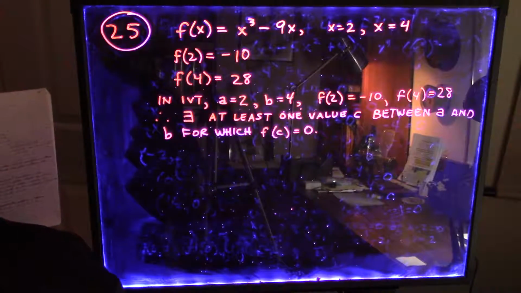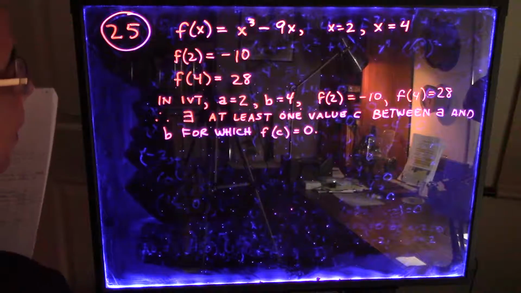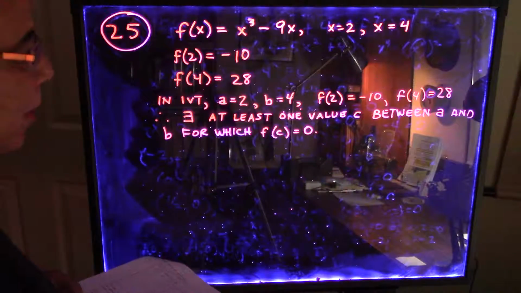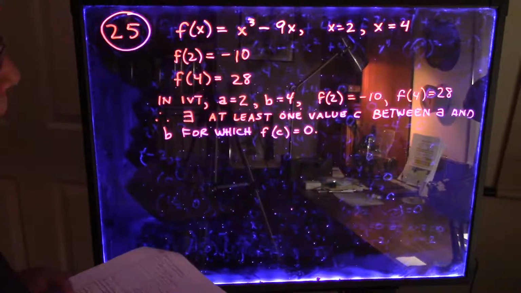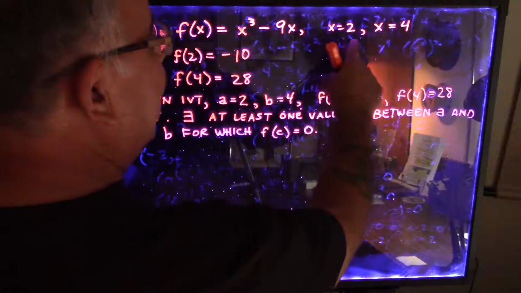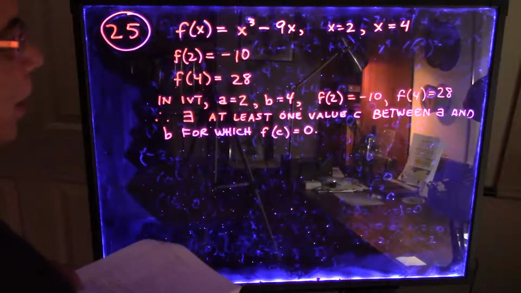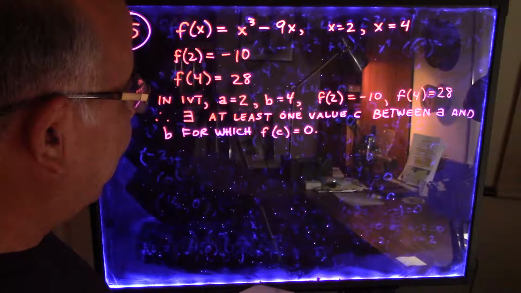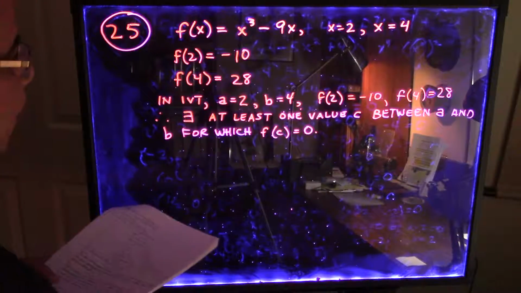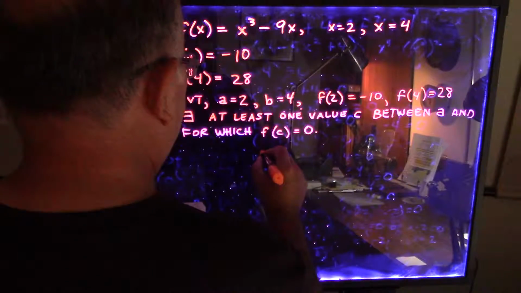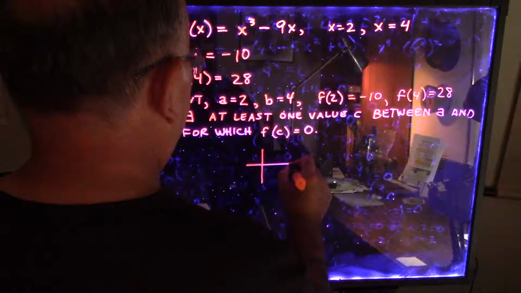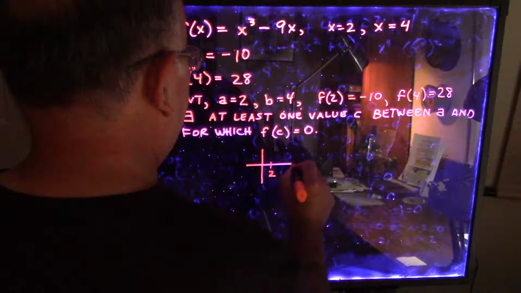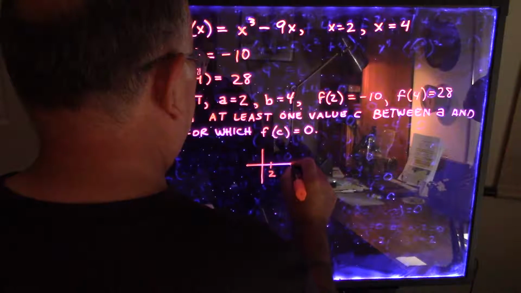Now, what is that value c? Well, the IVT doesn't tell us what it is. All it tells us is it exists, there's at least one value, and it's going to be between these two values here, between x equals 2 and x equals 4. That's all the IVT guarantees us. So if you do a rough sketch of the graph here, if this is x equals 2, and x equals 4.